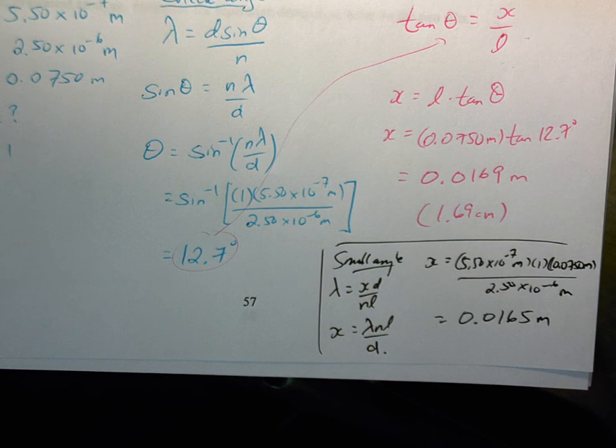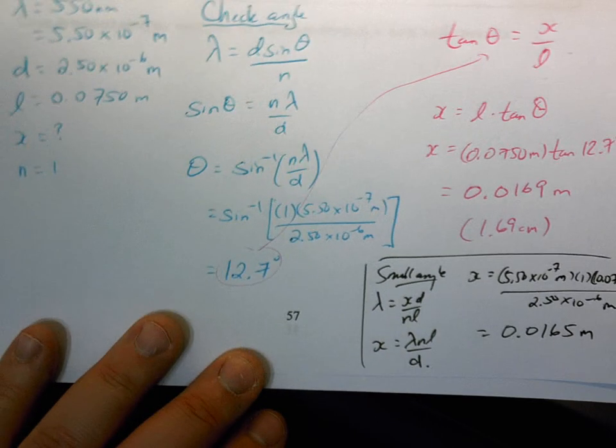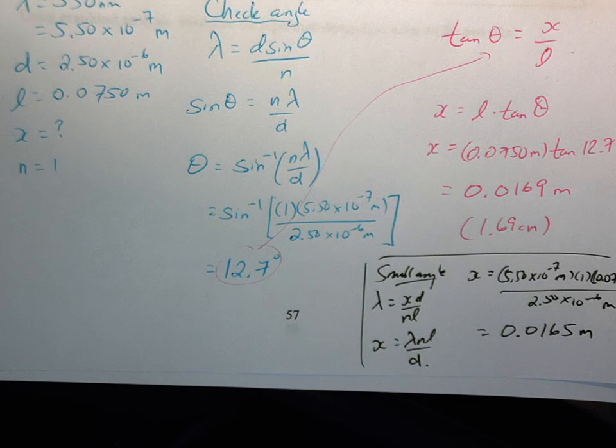But at the end of the day, if you at least want to be confident that your answer is the better of the answers, use lambda equals d sine theta over n. That is the more general equation. But watch out for the small angle approximation. It's really convenient, but you can only use it if the angle is small. And beware of those questions where they'll try to entice you to use it, but it's not actually appropriate to do so.